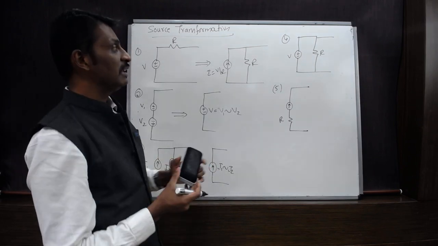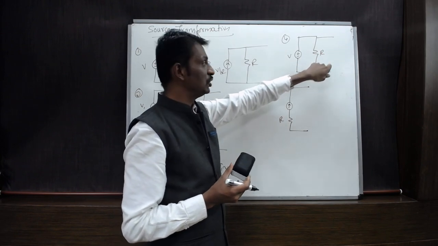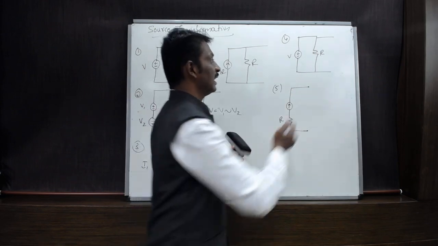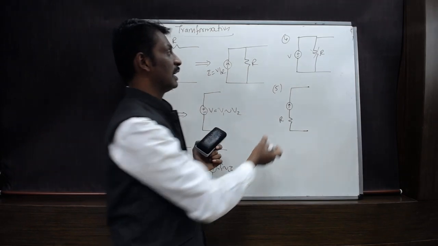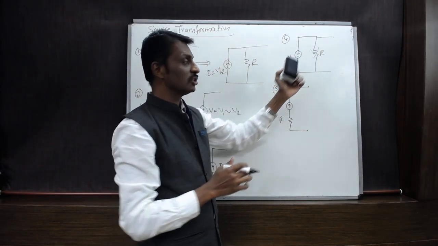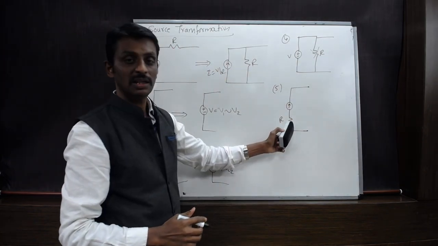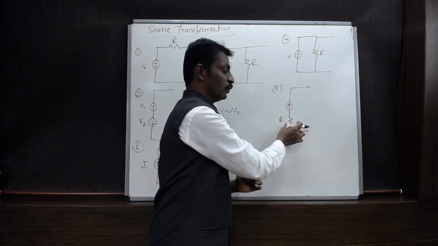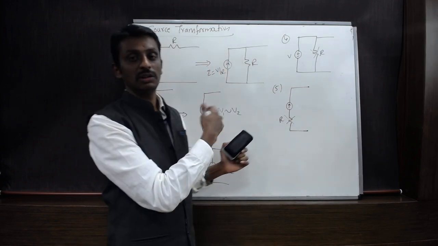Similarly, for a voltage source, if a resistance is connected in parallel, the same voltage will be across the resistance. So we can neglect this resistance, and when solving problems, we can remove the resistance connected in parallel across the voltage source. The same concept extends to a current source connected in series with a resistance, because the same current flows through the resistance. We can remove or neglect this resistance when solving the problem.